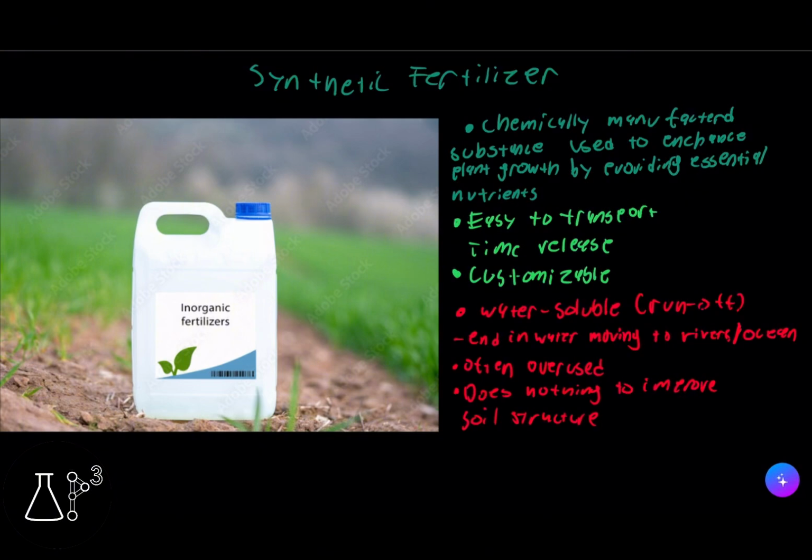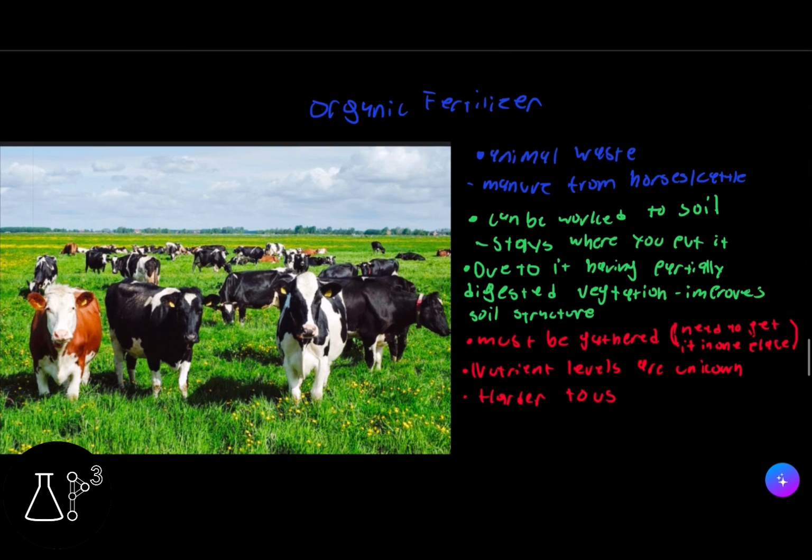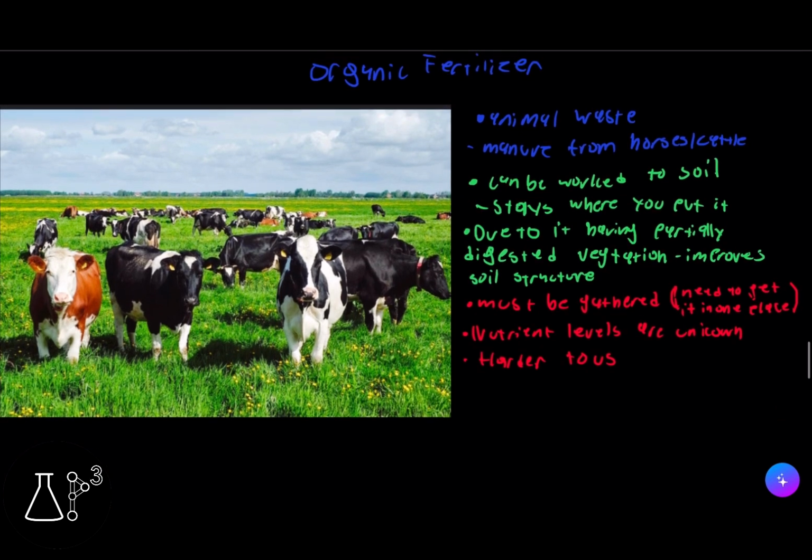So we're going to move on to organic fertilizer. It has the same purpose of adding enrichment of nutrients to crops and soil to increase crop production. The difference from synthetic fertilizer is that we don't use artificial chemicals. We actually use animal waste. In this case, when we talk about horse and cattle, we're going to use manure.